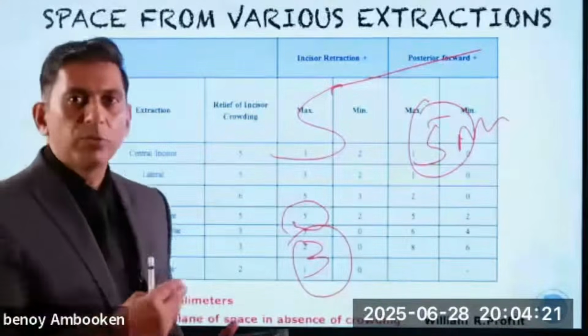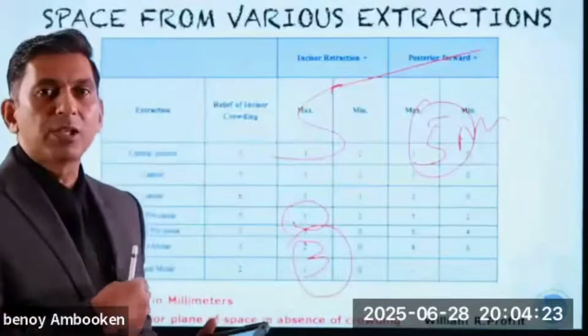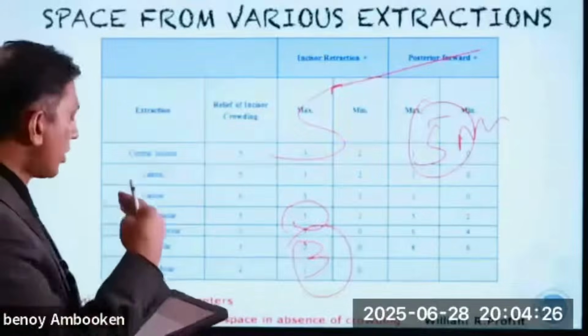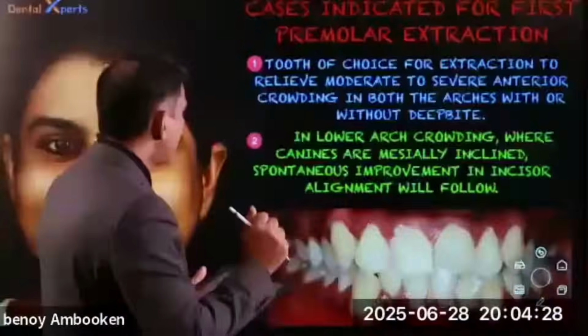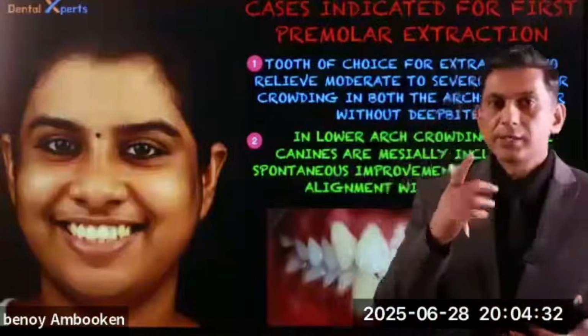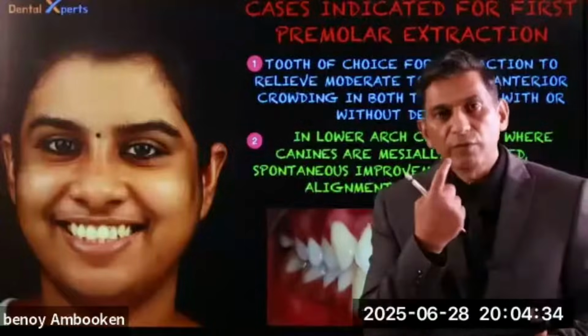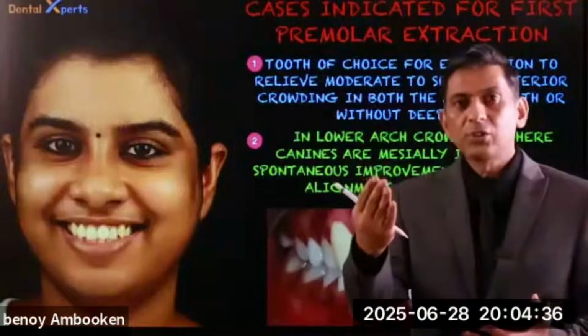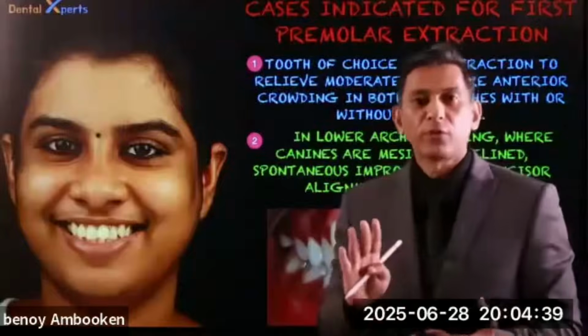So now I'm going to tell you the clinical point. What are the cases indicated for first premolar extraction, and what are the cases indicated for second premolar extraction? Do remember, first premolar, that is your 1-4, 2-4, 3-4, and 4-4 extraction, is going to give you a space of 5 millimeters for retraction.